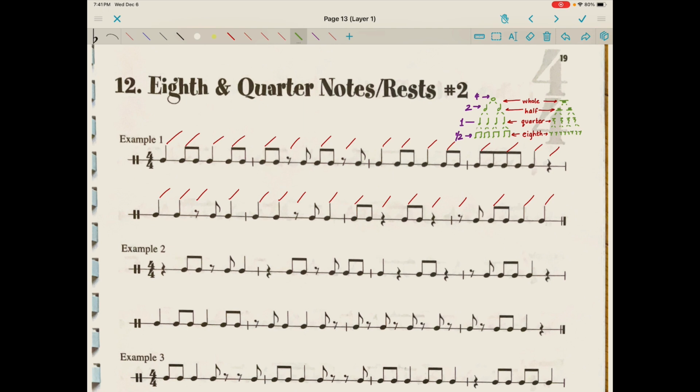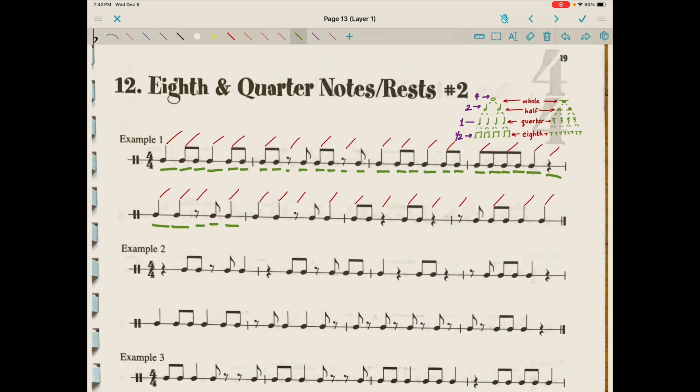Setting the metronome at 70, this is our quarter note pulse. We're going to put this into our hands or feet. Ready, clap. Ready, speak. Do, day, do, day, do, day, do, day.